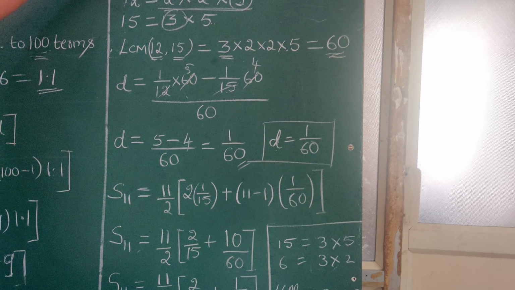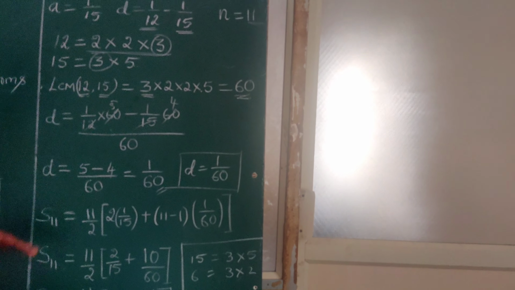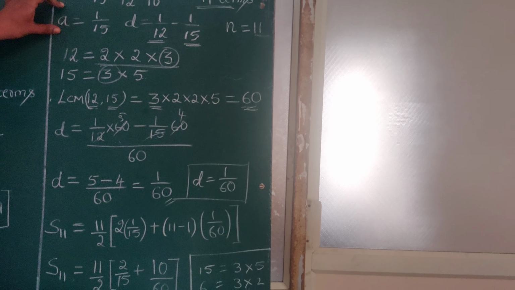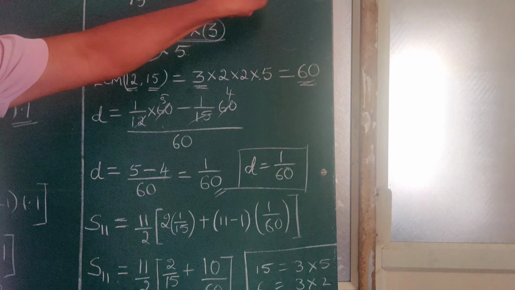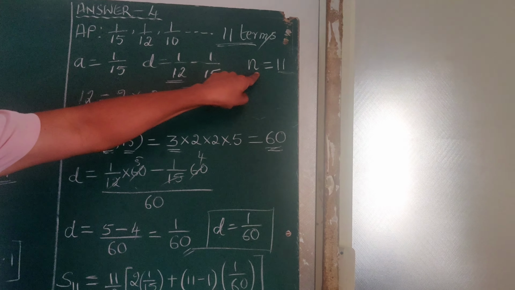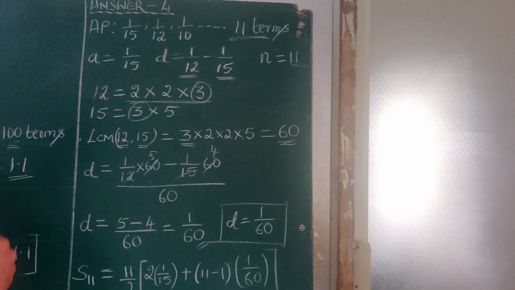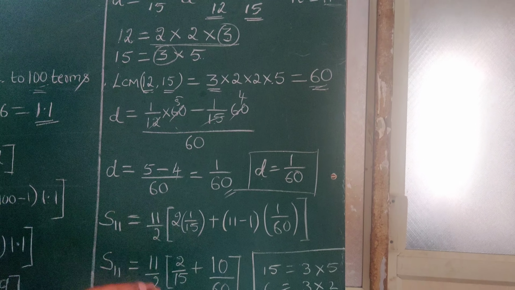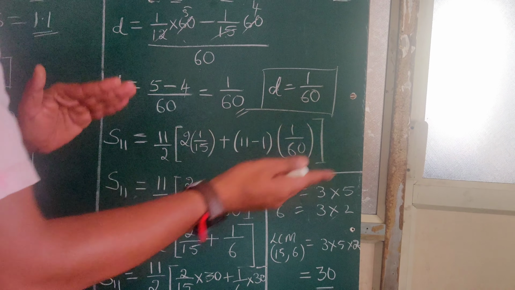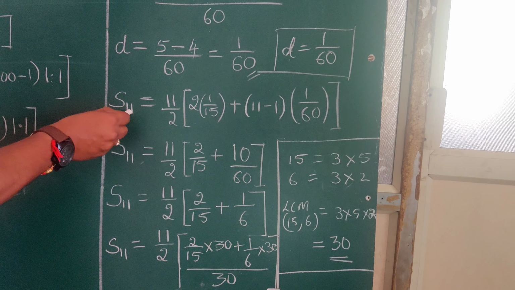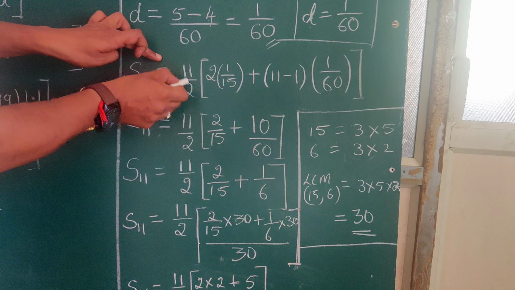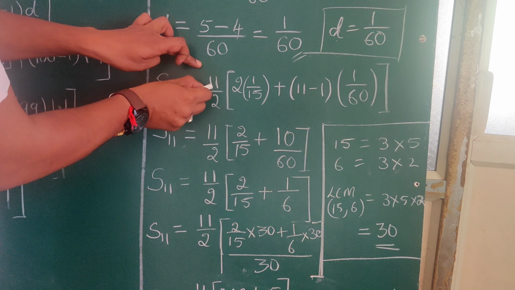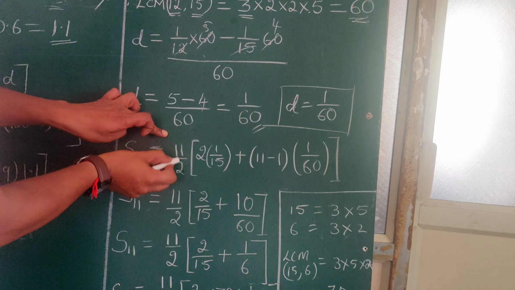In this problem, what is the common difference? 1 by 60. Now you have got the value of A and the common difference 1 by 60, and how many terms do you have to add? 11 terms. Therefore N is equal to 11. Now go for direct substitution in the formula. The formula you already know, so I've just substituted here. S11 is equal to N by 2, and in place of N, 11 is there because the N value is 11. So direct substitution is made.